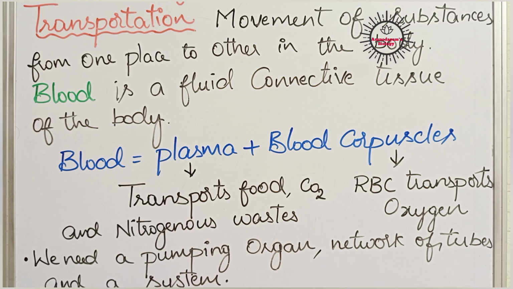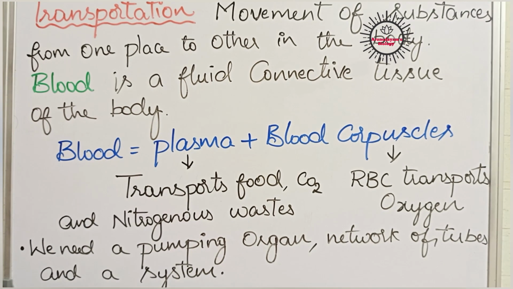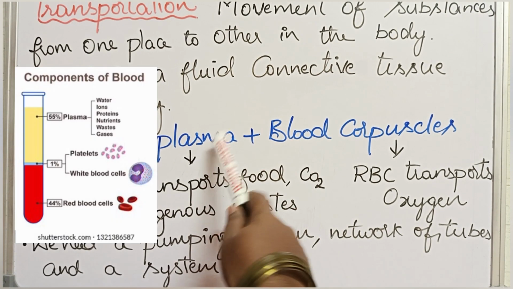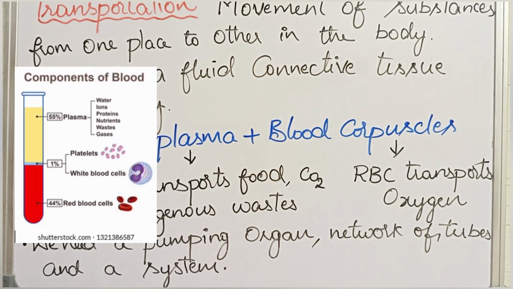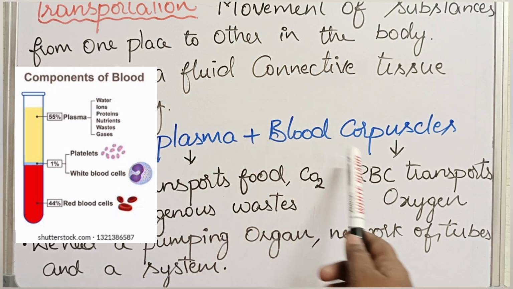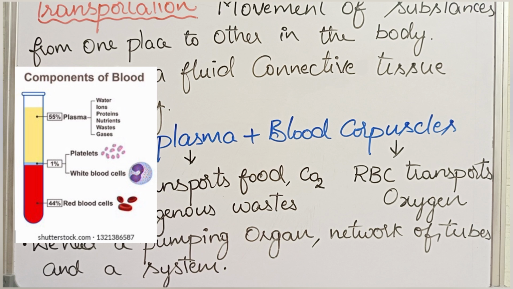Next, coming to the composition of blood. What are the components present in blood? Blood contains plasma and blood corpuscles. Blood contains nearly 55% of plasma and 45% of blood corpuscles.